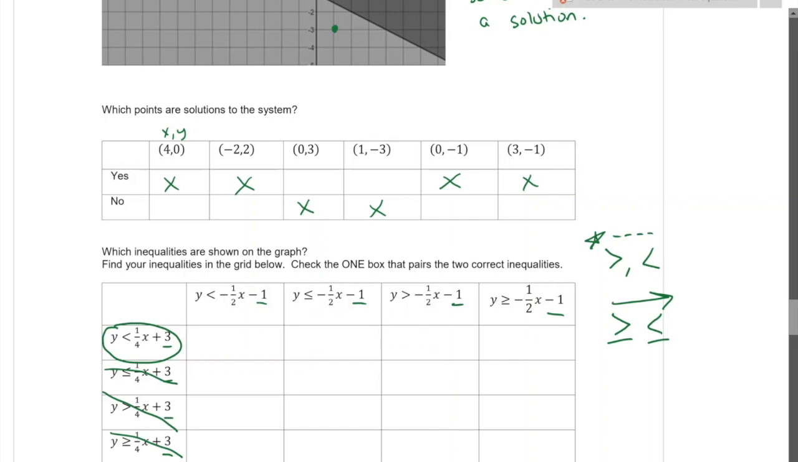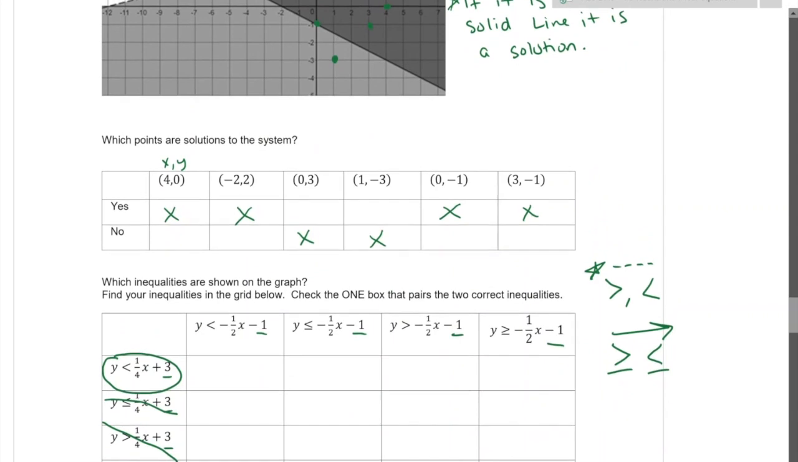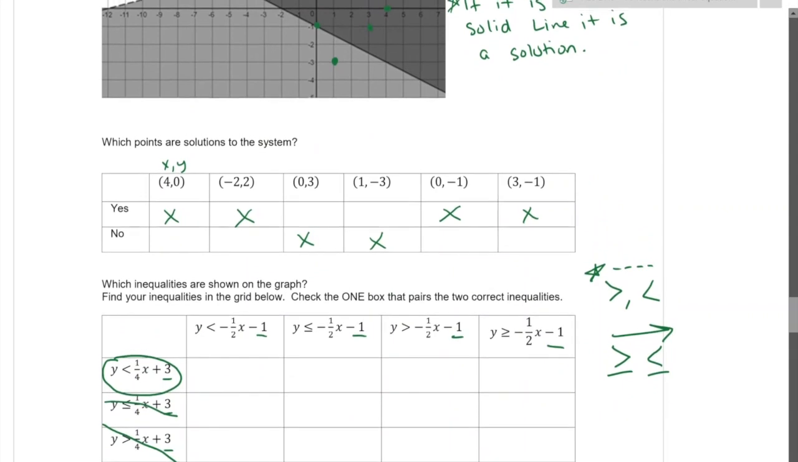Alright, so now we have to determine, what about the next one? So the next one is a solid line. Remember, solid lines have the line underneath it. So it's definitely not this one, and it's definitely not this one. So I now have a 50-50 shot. Do I shade above, which is this sign, or do I shade below, which is this sign?